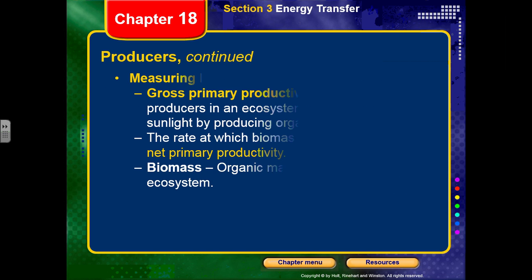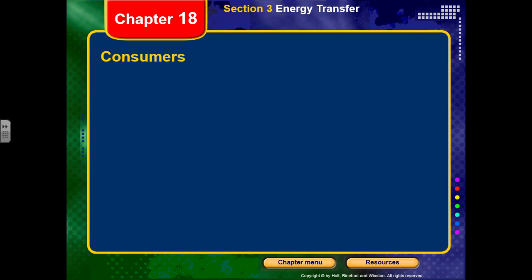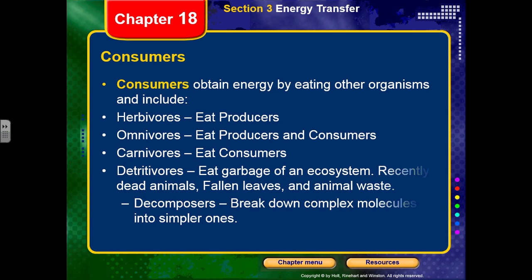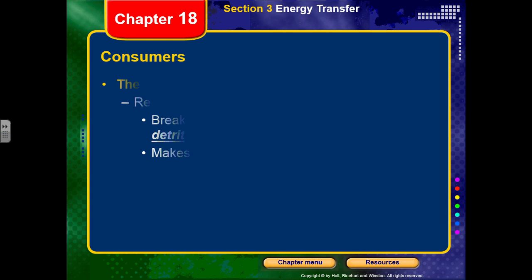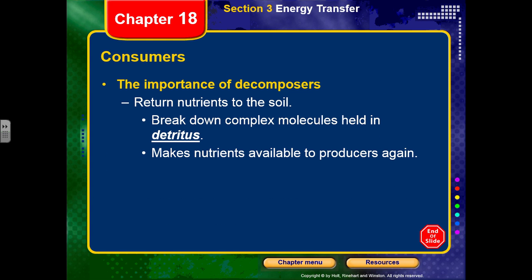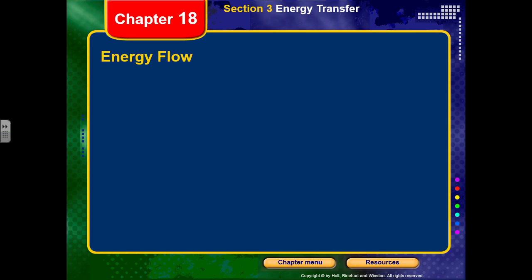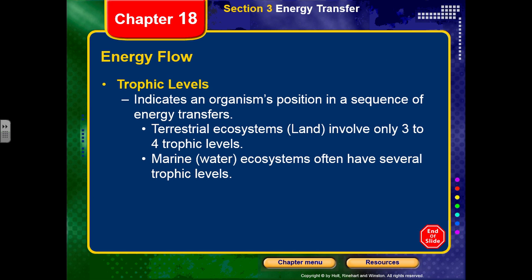Remember, we've talked about producers, gross primary productivity, net primary productivity, the idea of biomass, consumers, the 5 different types of consumers, what the term detritus means, and then of course we watched a small video on producers and consumers. Okay, so this is what we're going to talk about today.